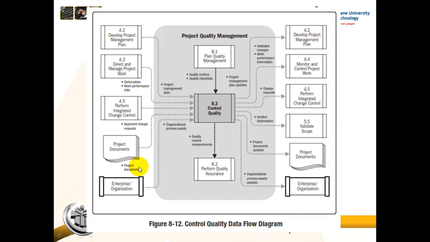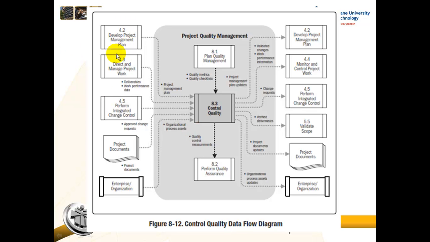Right, so here is the data flow diagram. And you can see that quality control or control quality is sitting in the middle, and plan quality is an input to control quality, and control quality is an input to perform quality assurance. Because remember, perform quality assurance is making sure that the correct processes have been followed. So in other words, in quality assurance, we check that quality control has been done correctly.